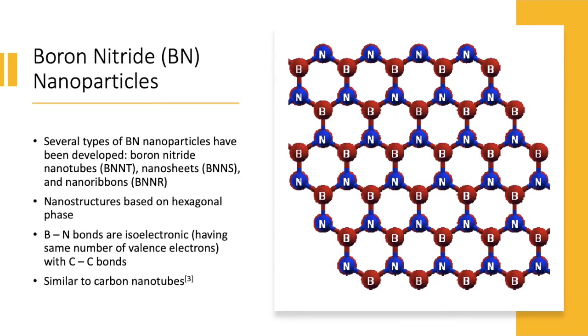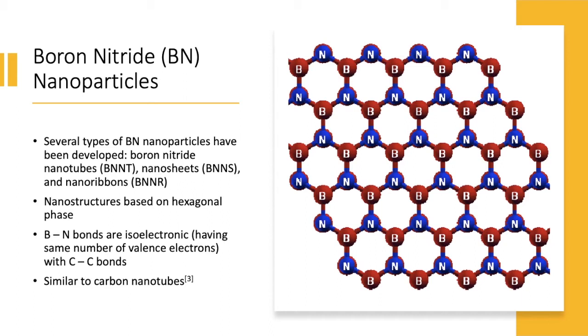To start off, we'll talk about boron nitride nanoparticles. There are several types of boron nitride nanoparticles that have been developed: boron nitride nanotubes, known as BNNT, boron nitride nanosheets, BNNS, and boron nitride nanoribbons, BNNR. These are nanostructures based on the hexagonal phase. As you can see in the image on the right, they have a hexagonal structure. BN bonds are isoelectronic, which means they have the same number of valence electrons as carbon-carbon bonds, and they are very similar to carbon nanotubes.